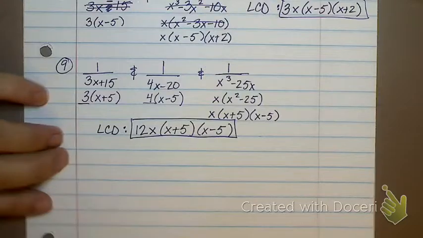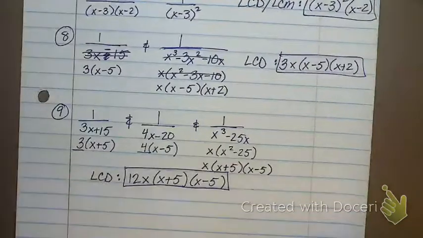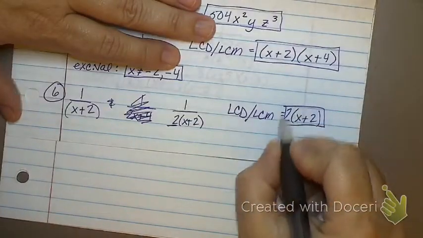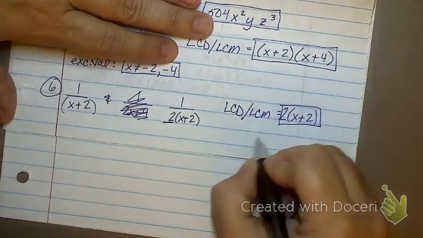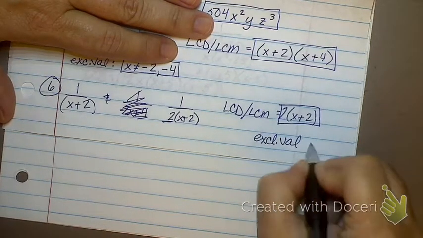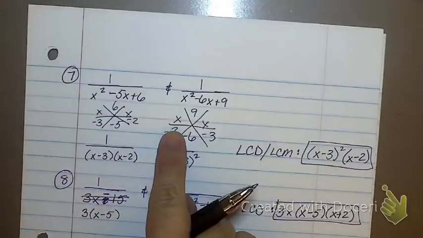Capiche? Now, I didn't ask you about them. Shame on me. But if I wanted to ask you about excluded values, if I went back to number 6 here, I get my excluded values from that LCD. What would my excluded value be here? X cannot equal -2.